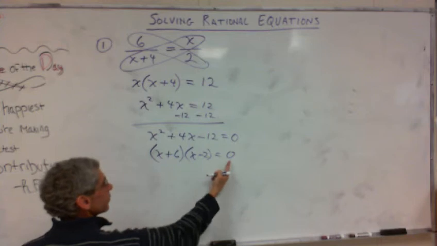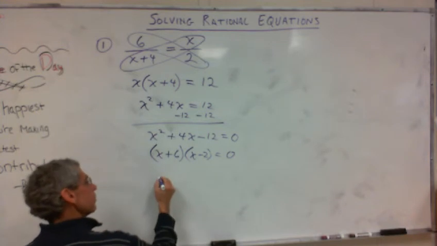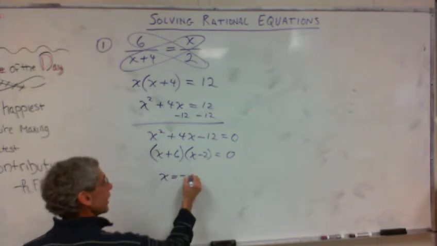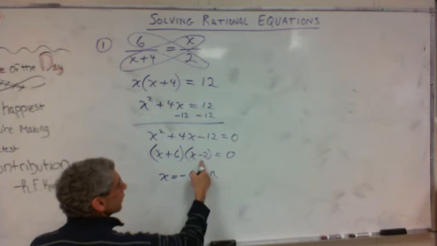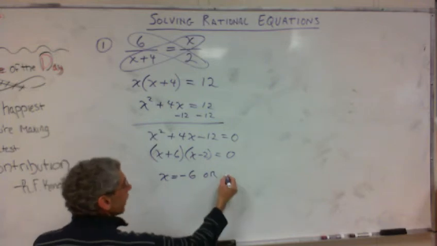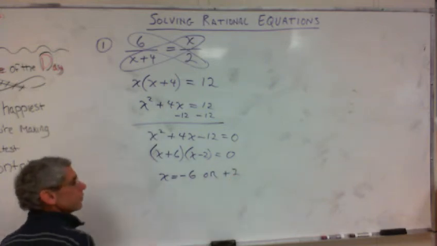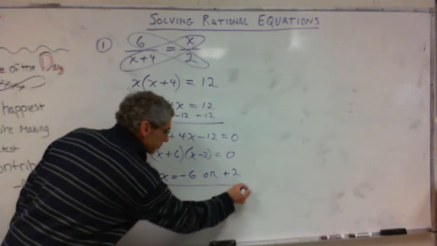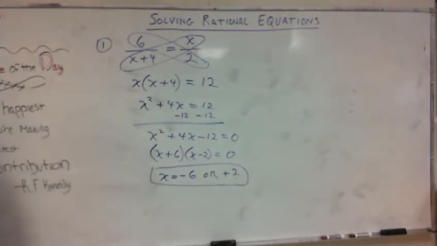If A times B equals 0, then either x plus 6 equals 0, which means x is equal to negative 6, or x minus 2 equals 0, which means x is equal to positive 2. Okay, and that would be my answer. So I have two answers.